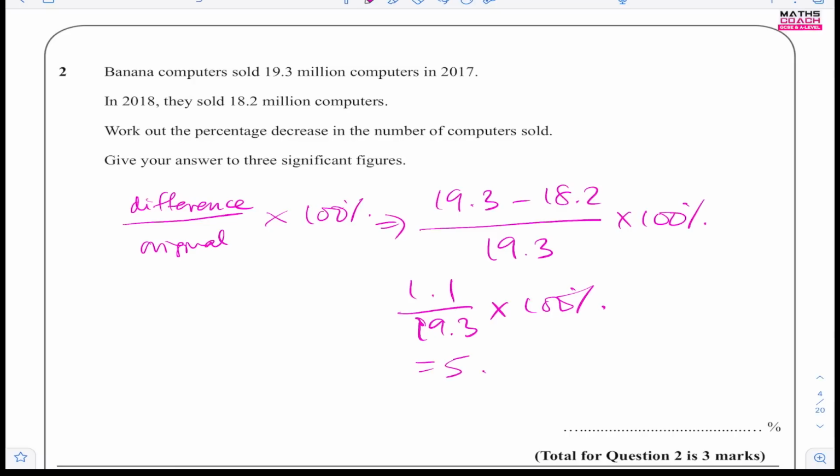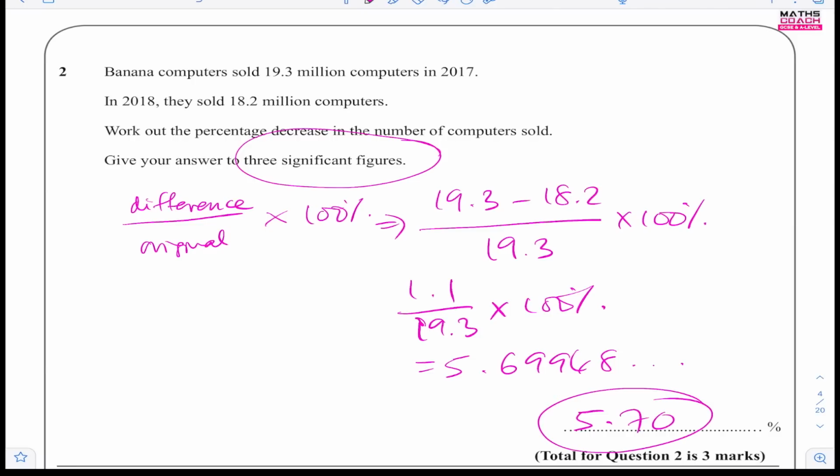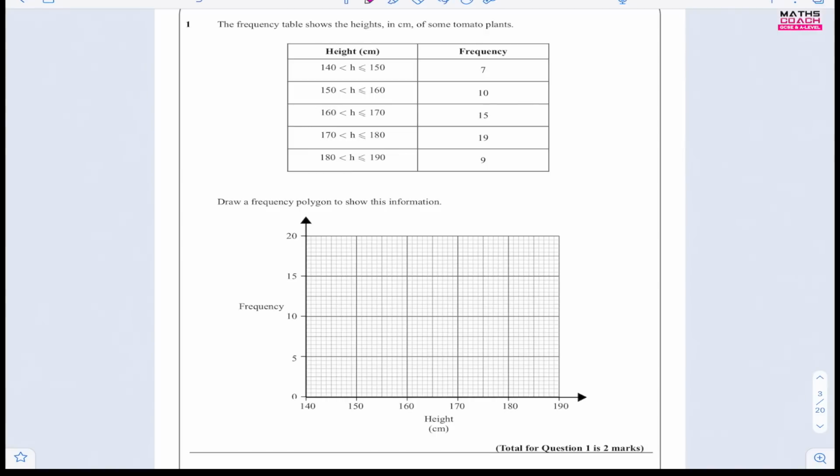The answer is 5.69948... So we want to give this answer to three SF, so it's going to be 5.70. So 5.70 is the percentage decrease in the number of computers sold. Finally, the last question, hope you're still here. The frequency table shows the heights in centimeters of some tomato plants. Draw a frequency polygon to show this information.